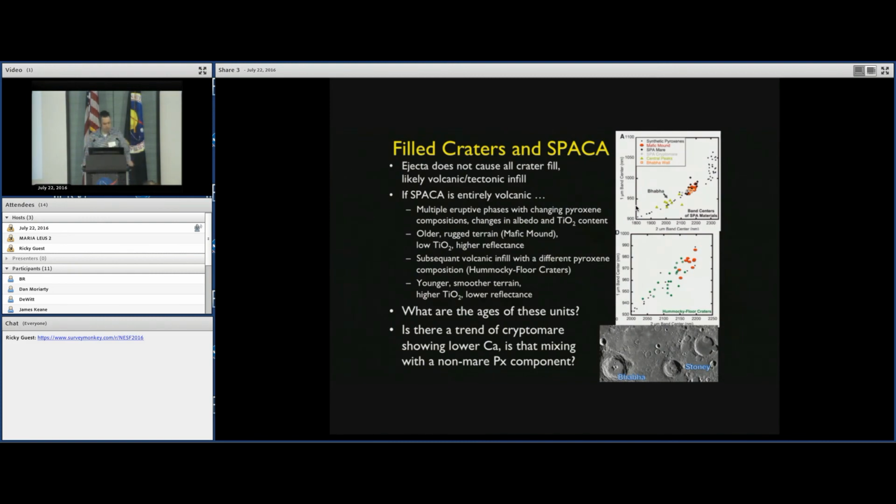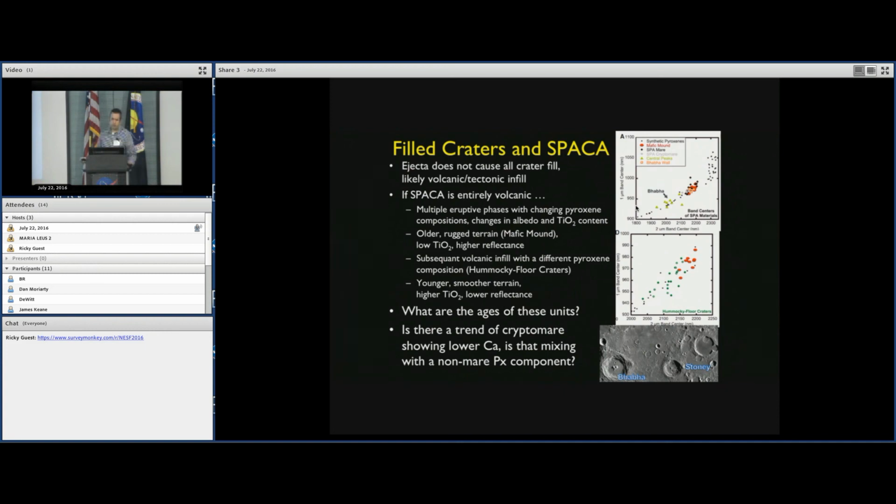In summary, I think I've at least convinced myself that we don't have a lot of evidence for ejecta causing much of the crater fill, that it's related to volcanics or tectonics. If SPA is entirely volcanic, I think we show that there are extensive eruptive phases with changing compositions and changes in albedo that Dan described in his Mafic Mound paper. We have an older terrain related to Mafic Mound, lower in titanium abundance, higher reflectance. We get subsequent darker, higher titanium abundances, and changing pyroxene compositions over time.